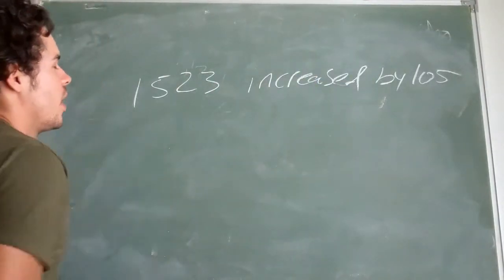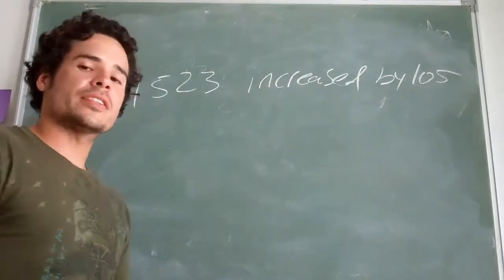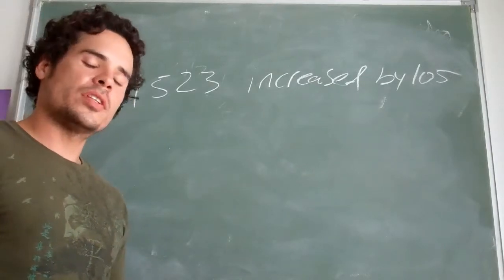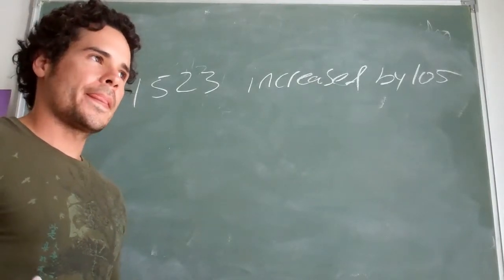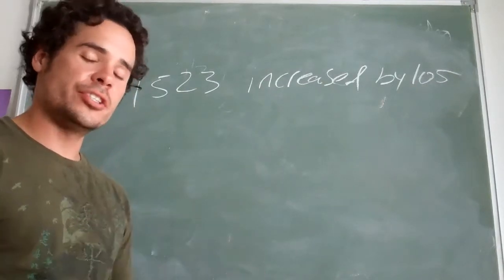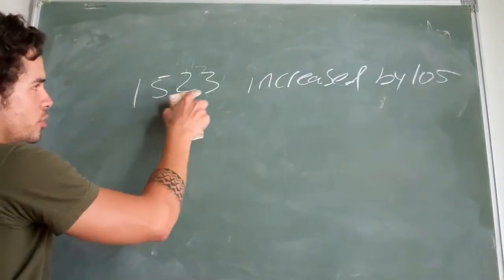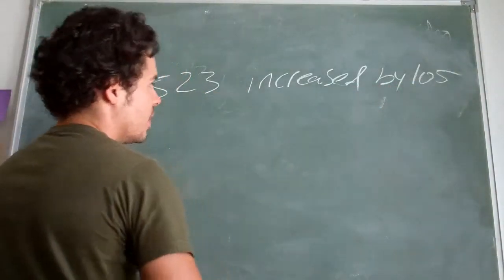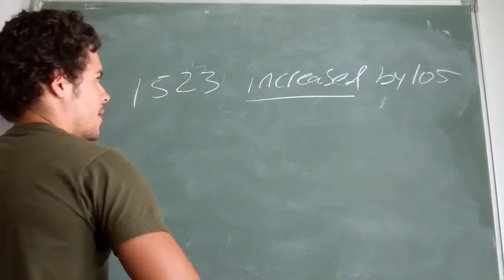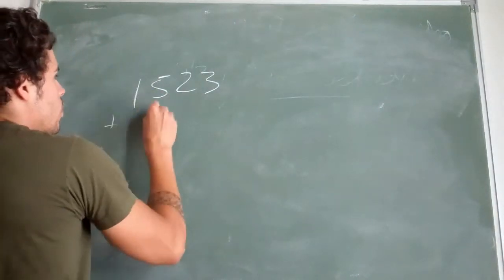Okay, that's not a problem. All we're going to do is set it up in the same way that we've been doing. Notice actually in your homework sometimes they'll switch it up, they'll put some words in there. They really want you to use what you've just learned and set it up the way that they've been teaching you how to set it up. So in this case, you just say, okay, 1,523 increased by 105. Notice the word increased, because increased means addition. So it's increased by 105. So I'm going to add 105.